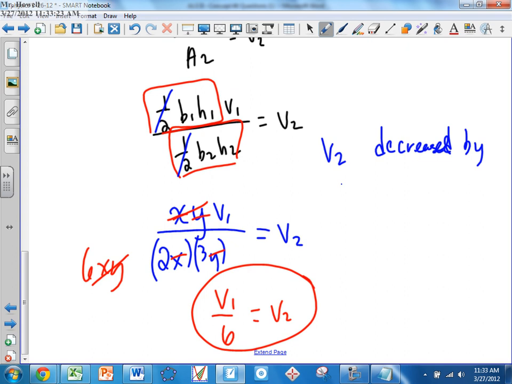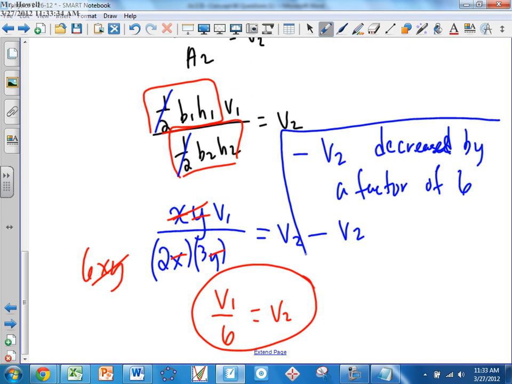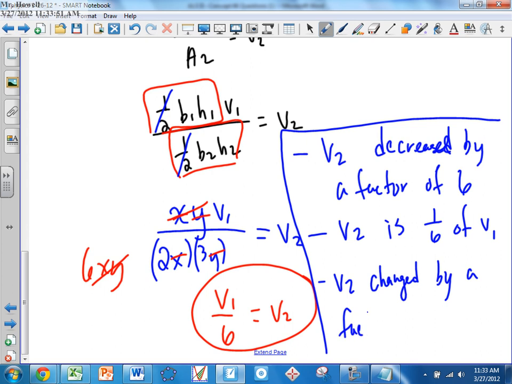by a factor of 6. That's one way of writing it. Second way of writing it, V2 is 1/6 of V1. It's another way of writing it. Or you could say V2 changed by a factor of 1/6. Any of those answers are correct here.